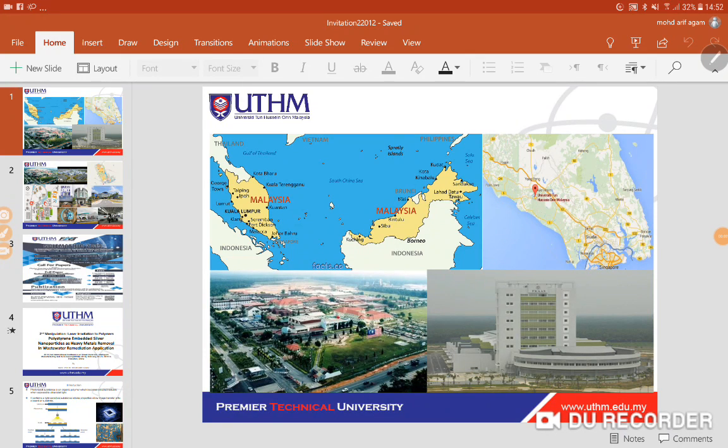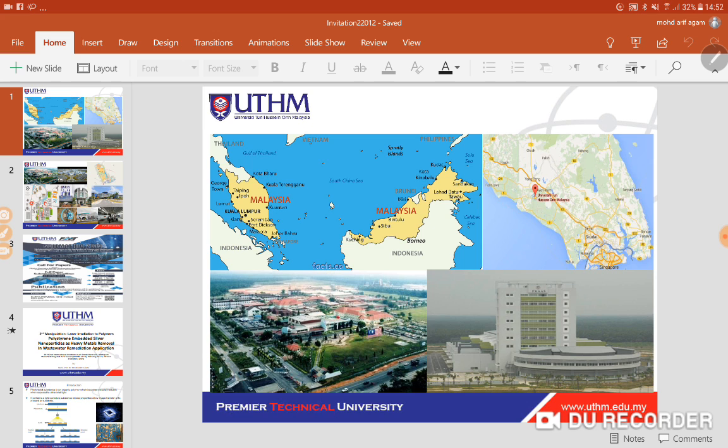Good day, everybody. Before we start with my presentation, I would like to introduce you to my country, Malaysia, which is a little bit closer to Indonesia and Singapore. If you look at it, we are at the peninsular side. UTHM, Universiti Tun Hussein Onn Malaysia, is at the peninsular side, a little bit southern to the peninsula.